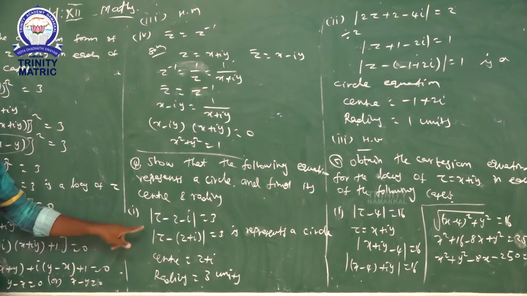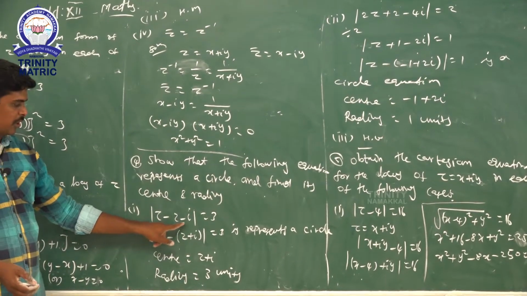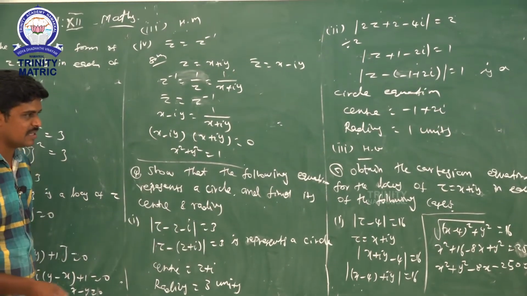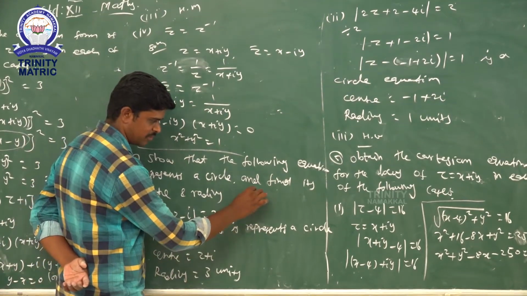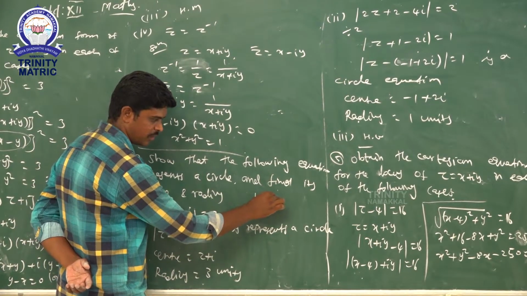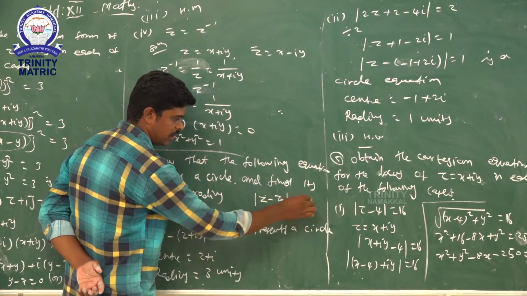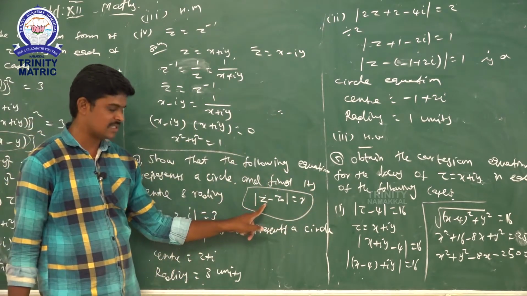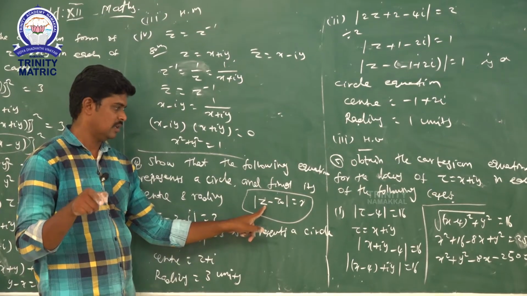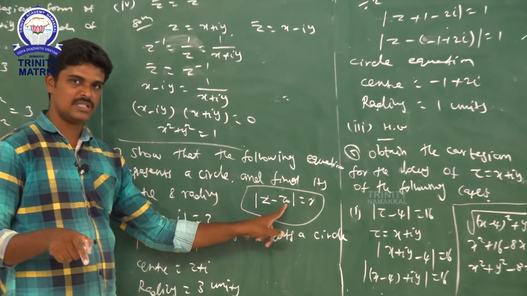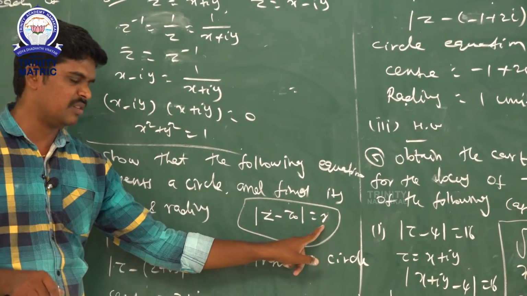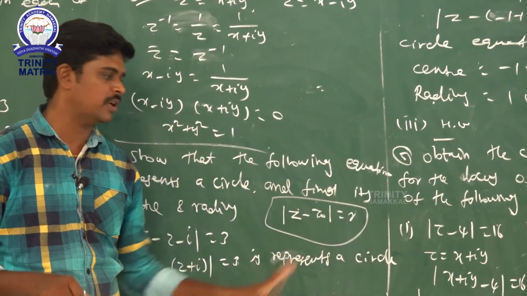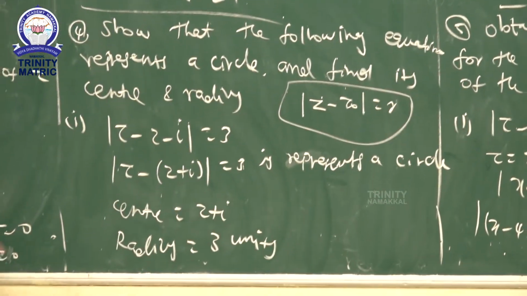First question: modulus of z minus 2 minus i equal to 3. What is the representation of a circle in complex number form? Modulus of z minus z naught is equal to r. Whatever number is given, you need to convert it to this form. Here z means a point on the circle, z naught means the center, and r means the radius. So the right side value is the radius.